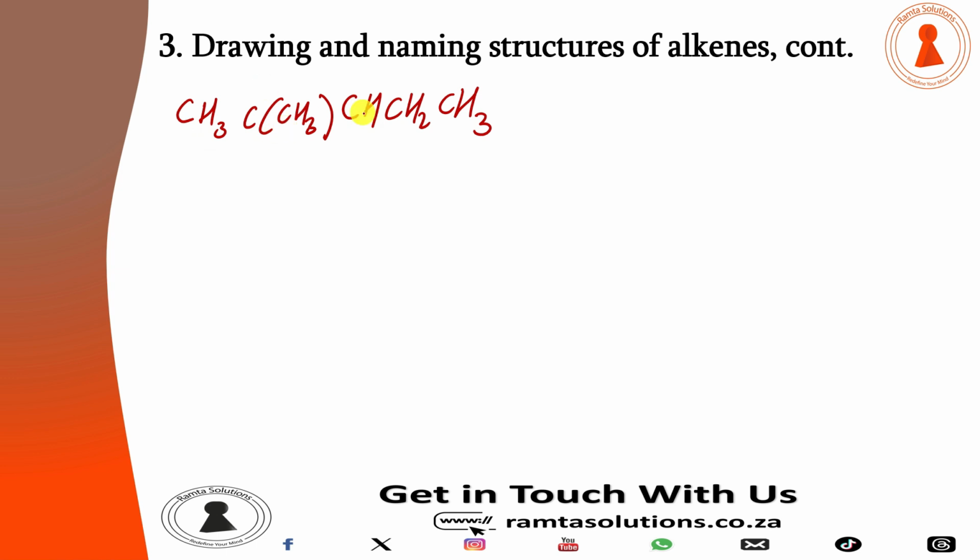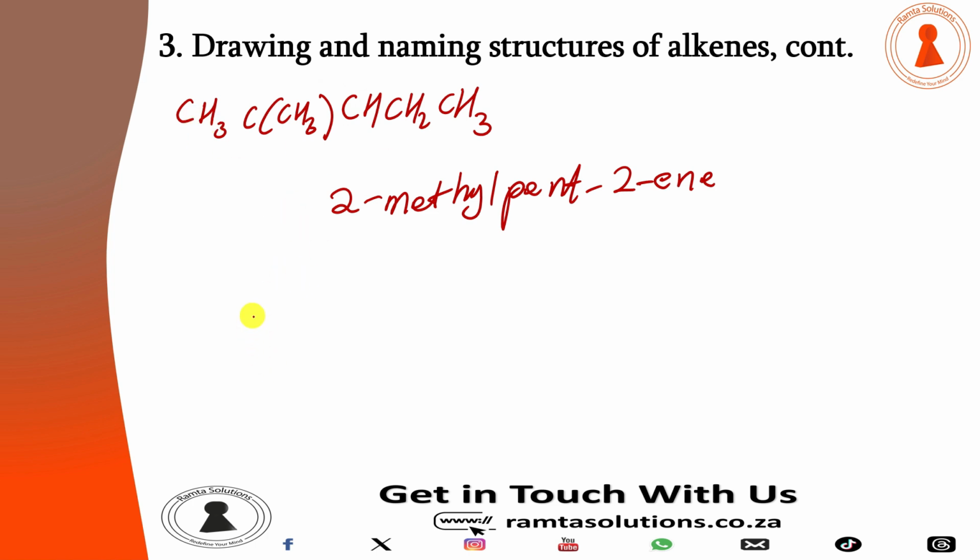Already I can see what is the longest chain. 1, 2, 3, 4. Is it 4 or 5? I think it's 5. Let me see. 1, 2, 3, 4, 5. I think it's 5. And I see there's a methyl substituent on the second carbon. So I think this will be 2-methylpent-2-ene. Remember I said it looks like 1 hydrogen is missing on adjacent carbons. On 2 adjacent carbons, right? On both of them, isn't it?